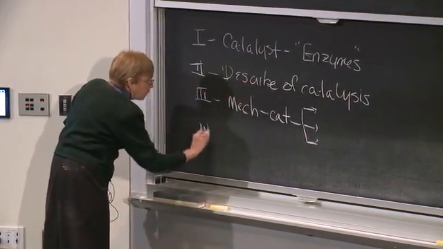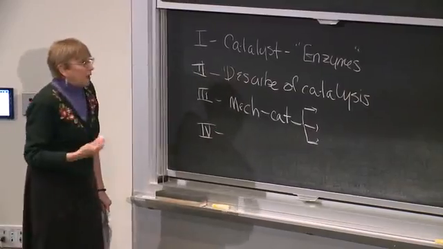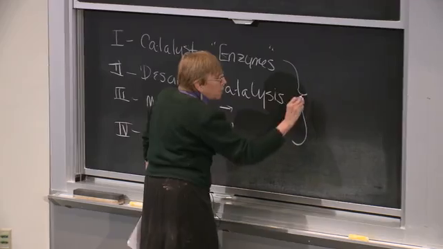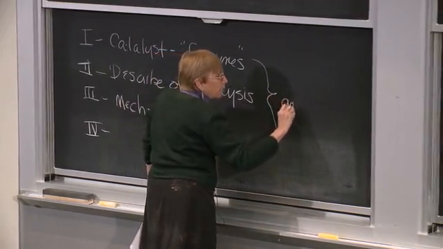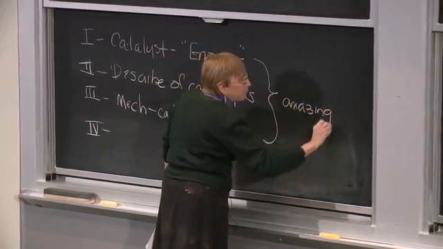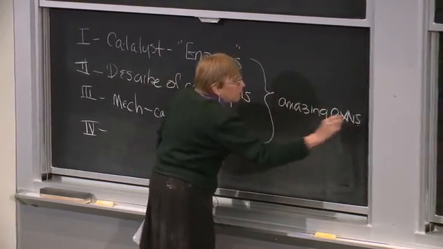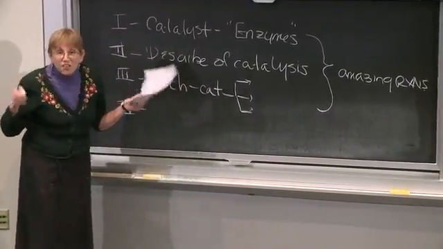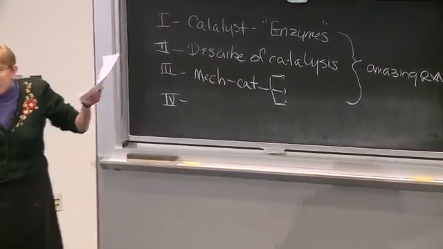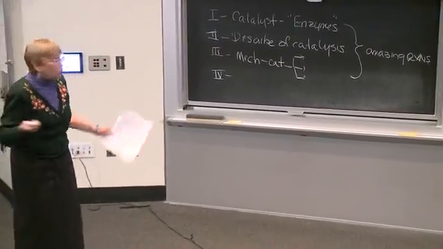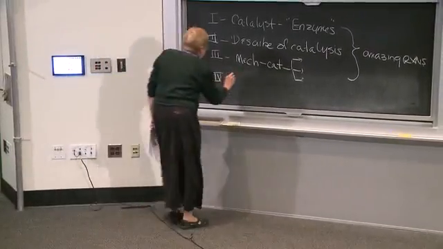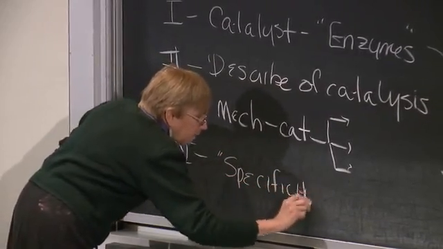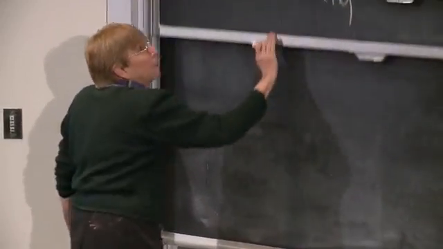And then, if time allows, we'll talk about another property of enzymes. These are all focused with amazing rates of reaction. And the second property of enzymes, besides the fact that they can accelerate reactions by 1 million to 1 billion fold, is their specificity. Okay, so that's where we're going.